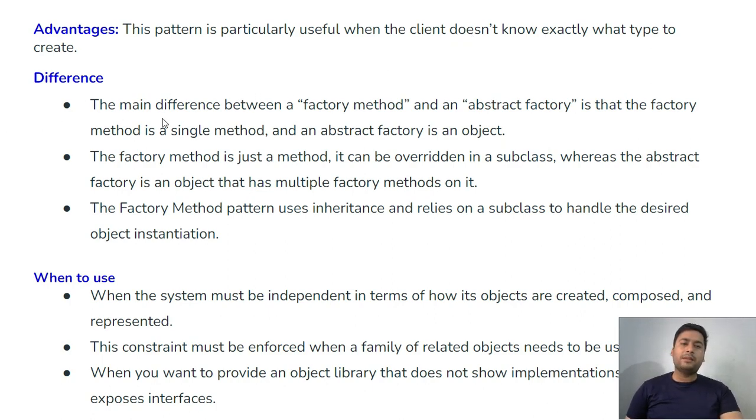The main difference between the factory method and the abstract factory is that the factory method is a single method, and the abstract factory is an object, you can say. Now, when can we use it? When the system must be independent of how its objects are created, composed and represented. When you want to provide an object library that does not show the implementation and only exposes interfaces, then it's a super way to use the abstract factory design pattern.